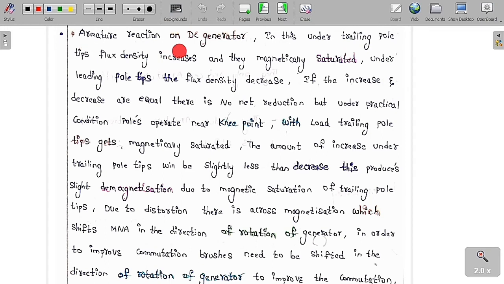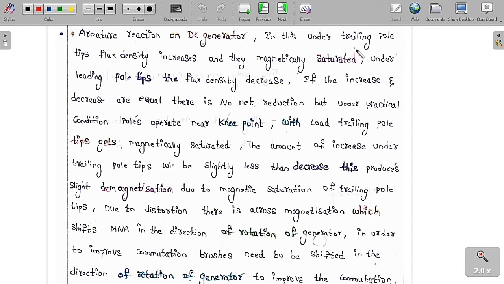Now, the armature reaction in a DC generator. In this, under the trailing pole tips, the flux density increases and the tips become magnetically saturated. I have already told you, in a DC generator, whenever I rotate the rotor in the clockwise direction, the trailing pole tips are going to get saturated, but not the leading pole tips.